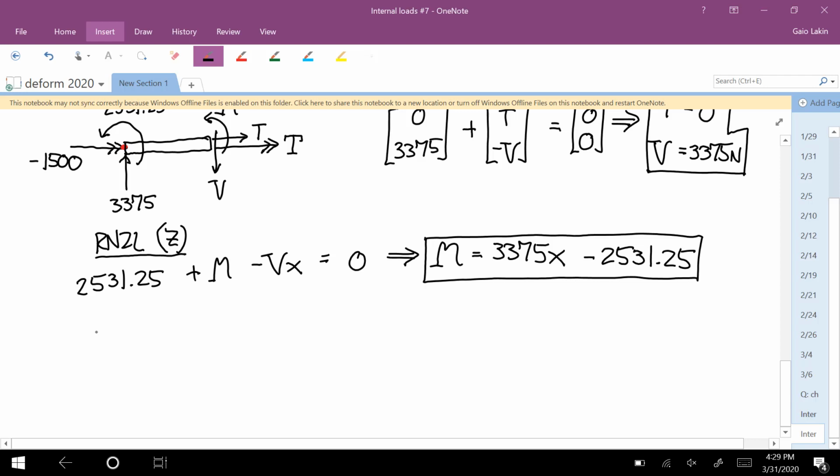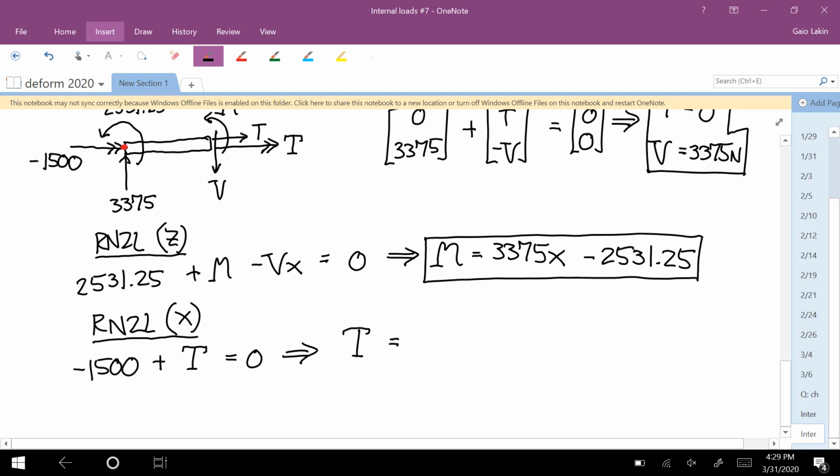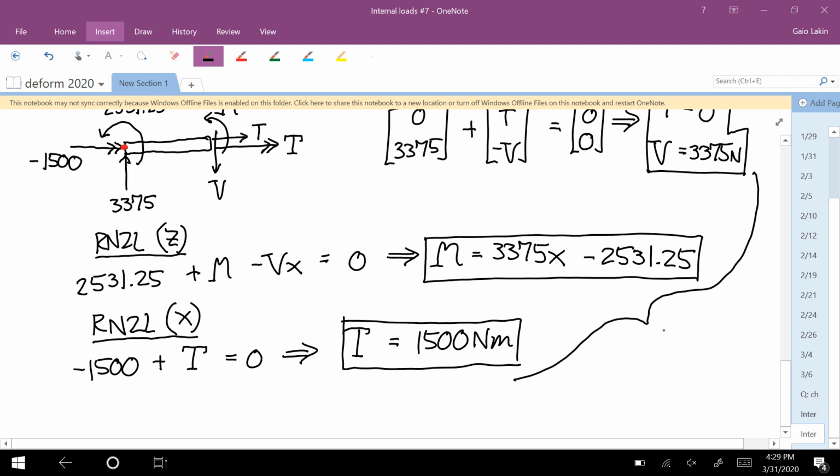And in this problem, we do have torque, so we have to also do this about the x-axis. So for the torques, we have negative 1500, and then plus fancy T is equal to 0. And so on the left half of this beam, the internal torque is positive 1500 Newton meters. Okay, and all of these are valid on the interval of x values from 0 to 0.45.